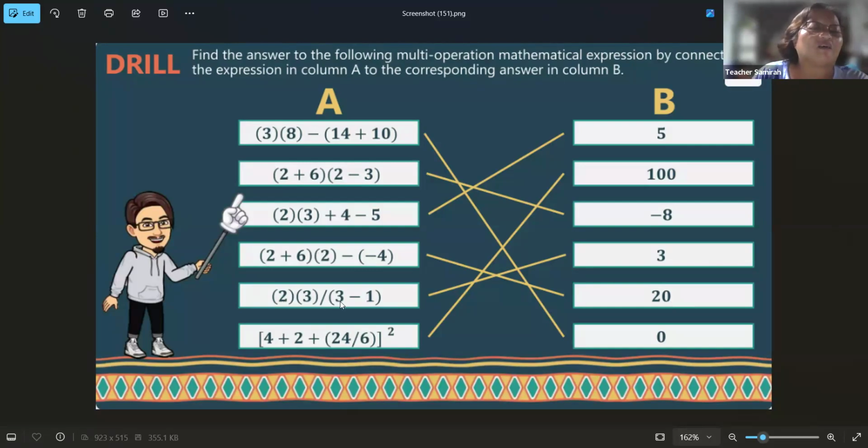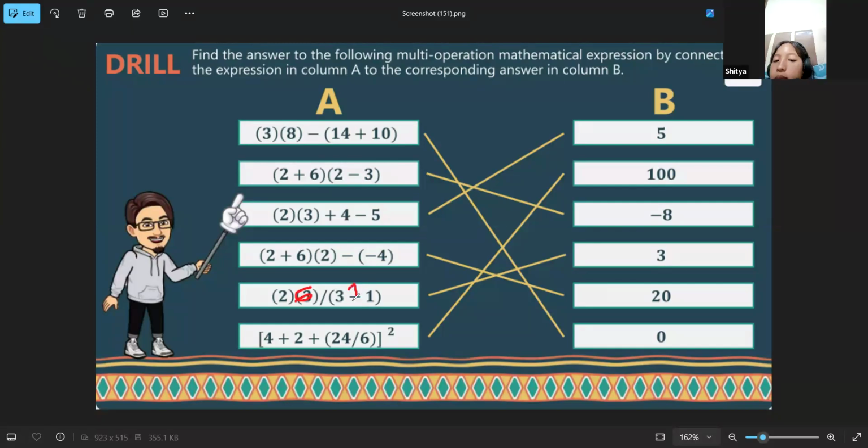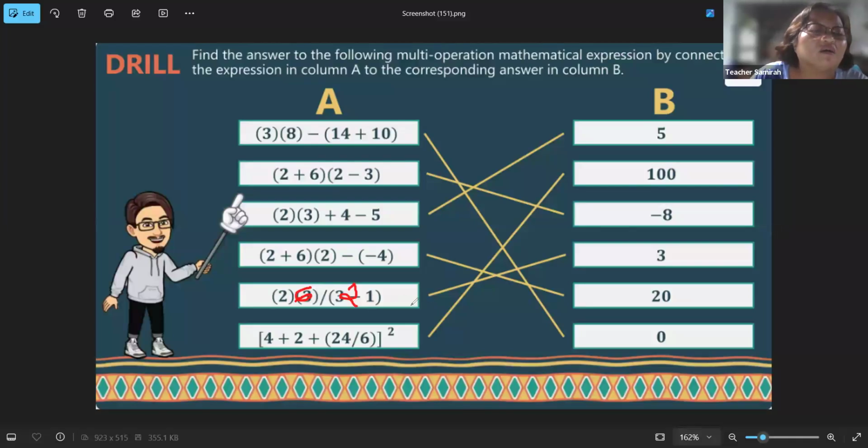Okay, how about this one? 2 times 3 is 6. Okay, so you are going to write 6 here. And then 3 minus 1 is 2. So then 6 divided by 2 is 3. That is why it is connected to 3.